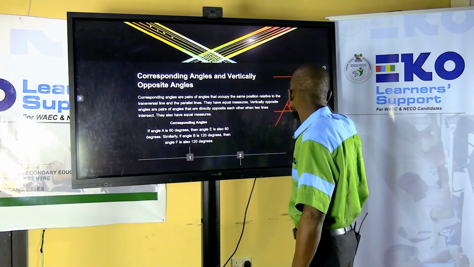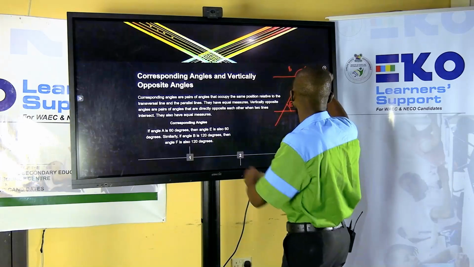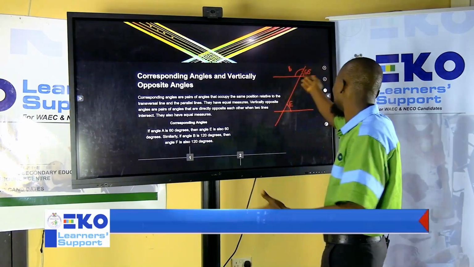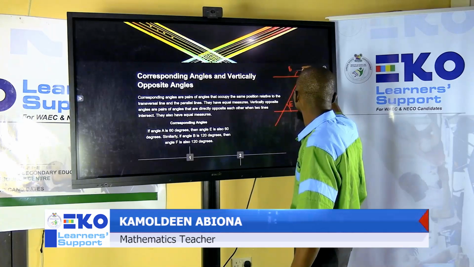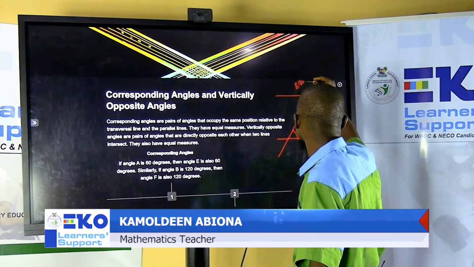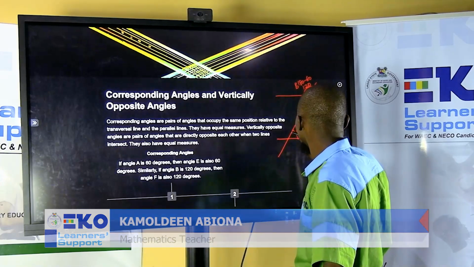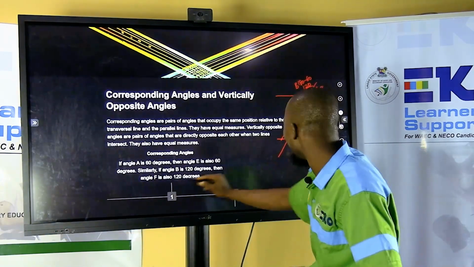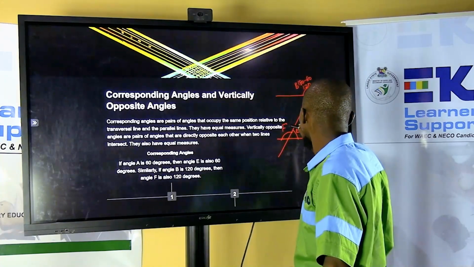Then this is angle B, which is 120 degrees. Even from what we have done before, sum of angles on a straight line, it means this is 180 minus 60, which is 120. Then this angle here, which is angle F, is also the same thing as what?